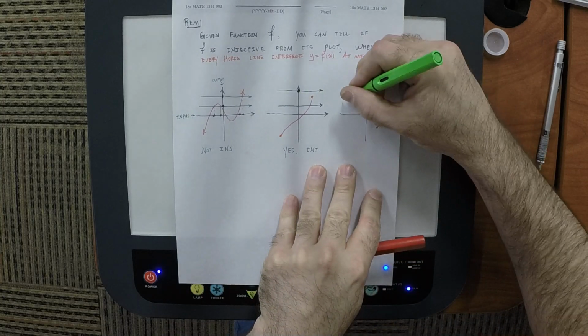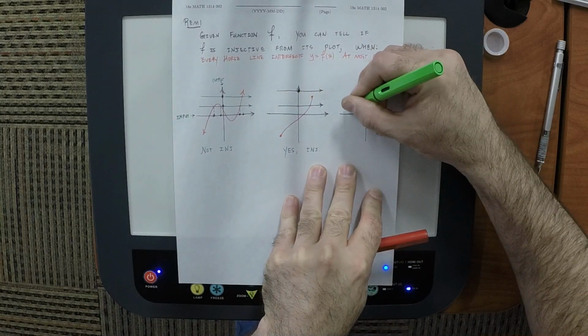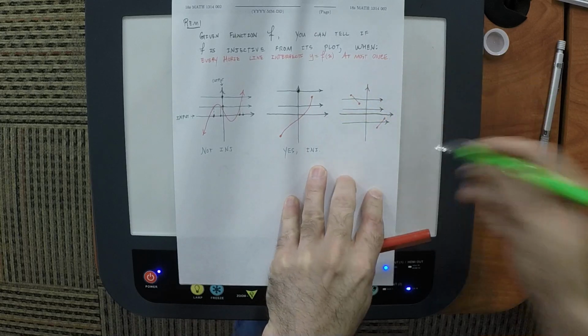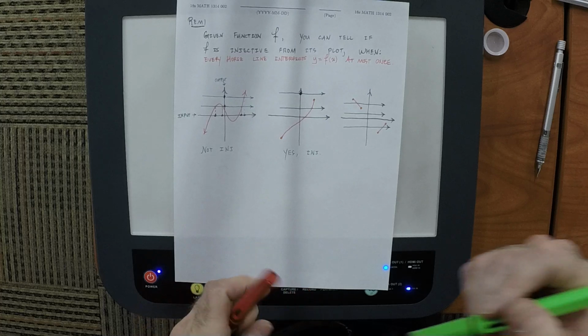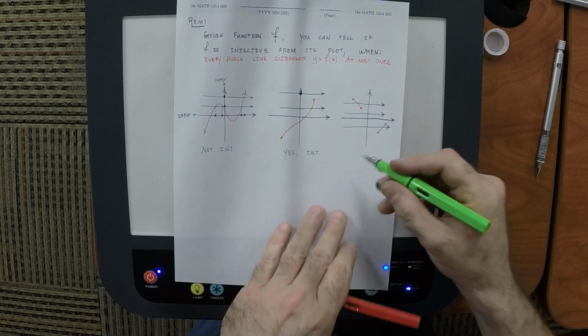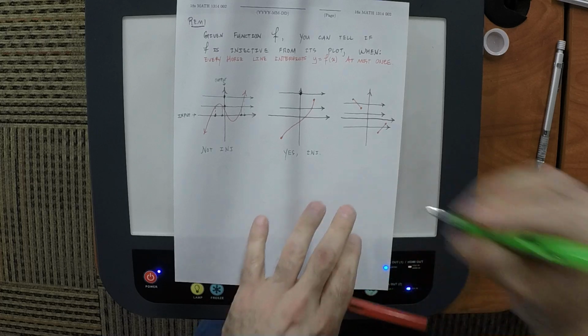Finally, just a similar thing here, just to show you that it can be different all over. So for this one, every conceivable horizontal line crosses 0 or 1 times. So is this injective? The answer is yes.